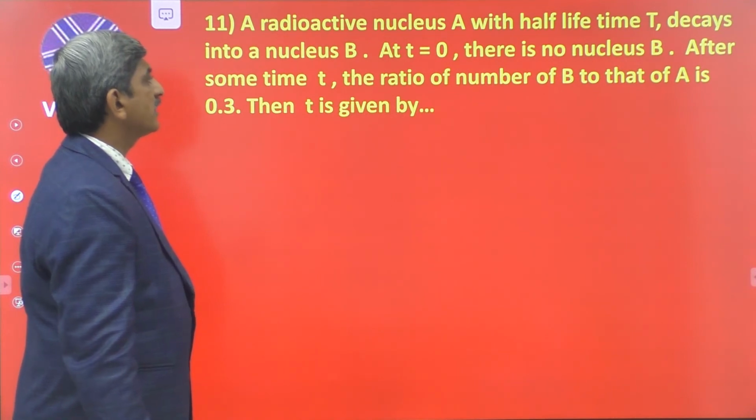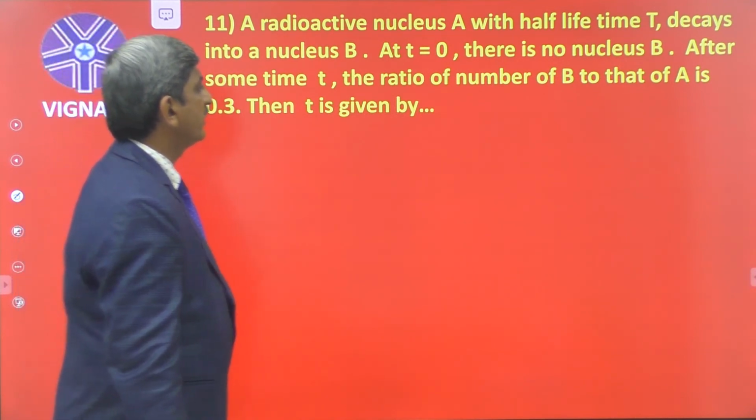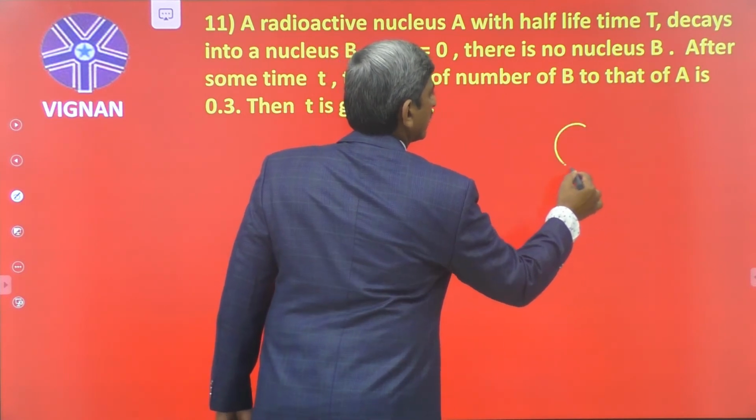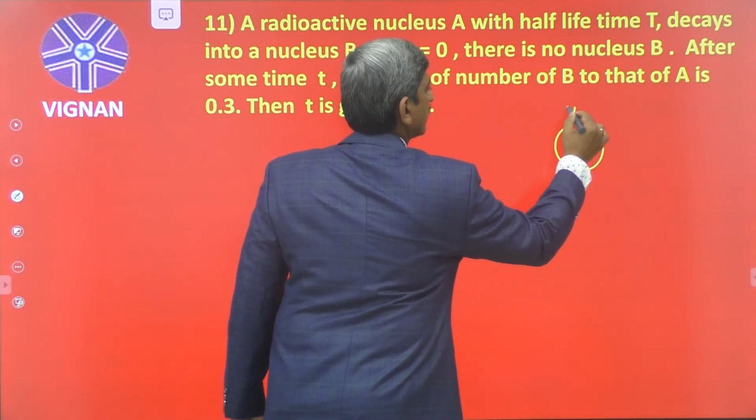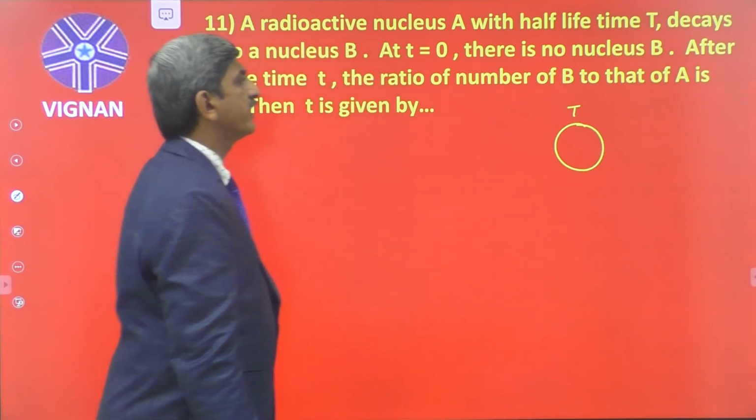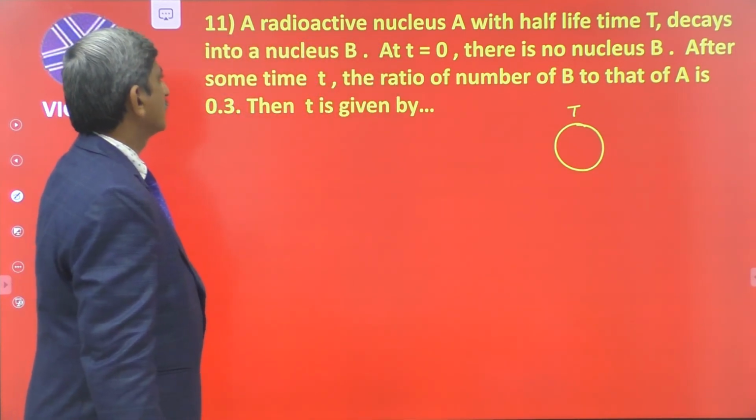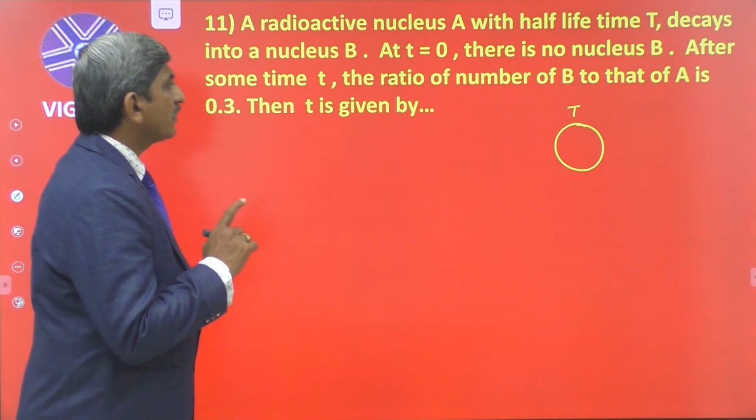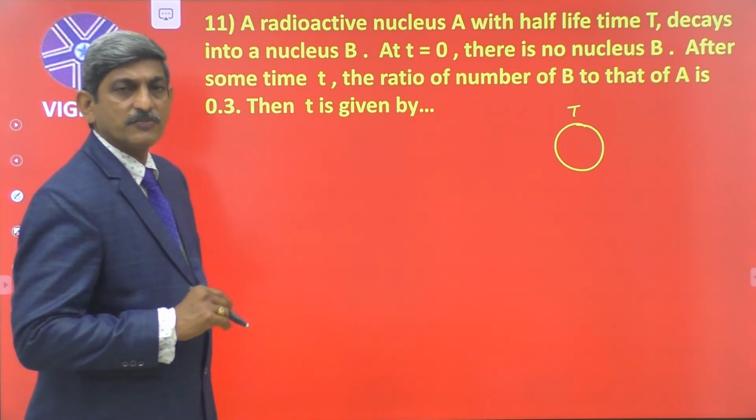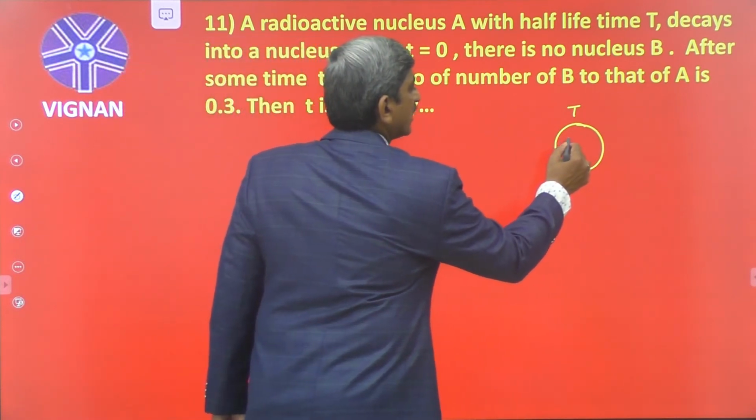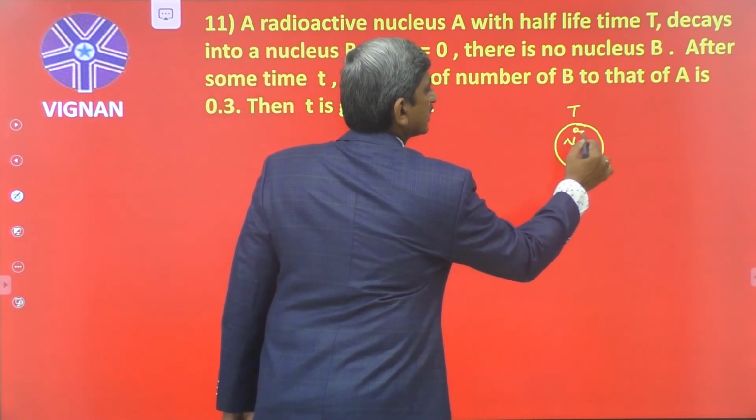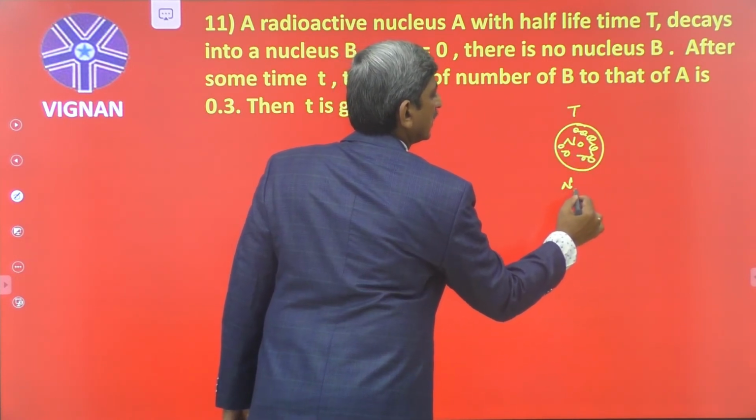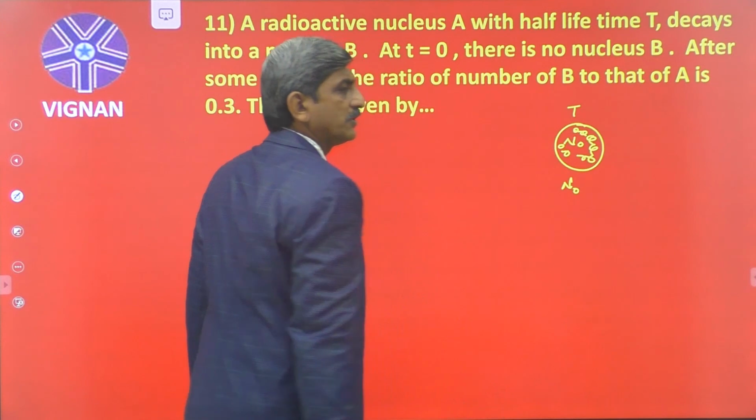A radioactive nucleus A with a half-life time T. That means this is the radioactive sample. For this radioactive sample, the half-life time is given as T. So it decays into a nucleus B. At t is equal to 0, there is no nucleus of B. That means all the nuclei inside the substance are only nuclei A.